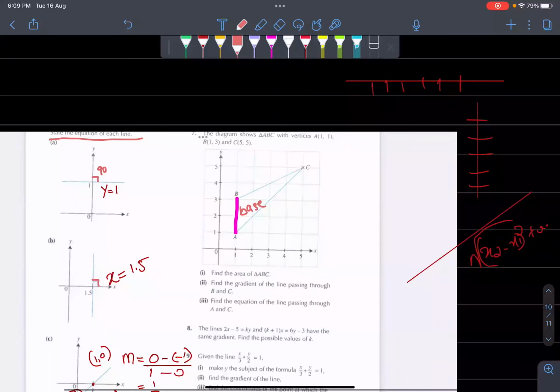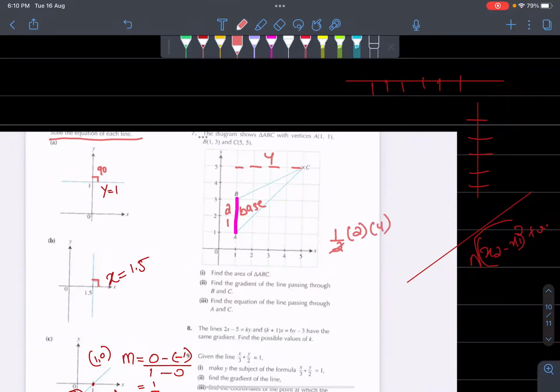Height, we always go to the highest point of the diagram and then we move towards the base level perpendicularly downwards. So from here till here, this is the height. Now this line is horizontal, so we can count the steps: 1, 2, 3, 4. The length is 4. So for the area of triangle, half base is 1, 2. 2 height is 4. So 4 units square is the answer of part A.